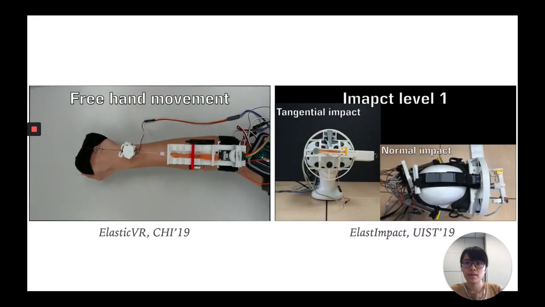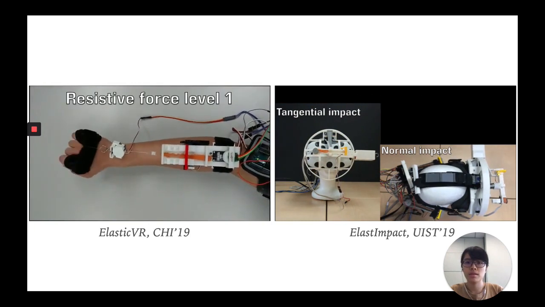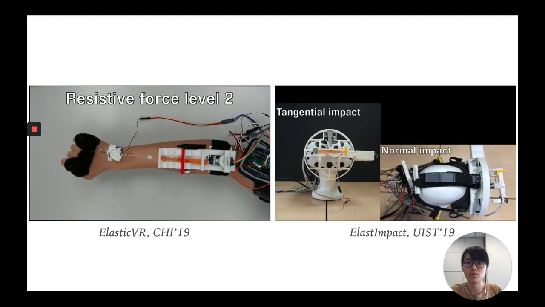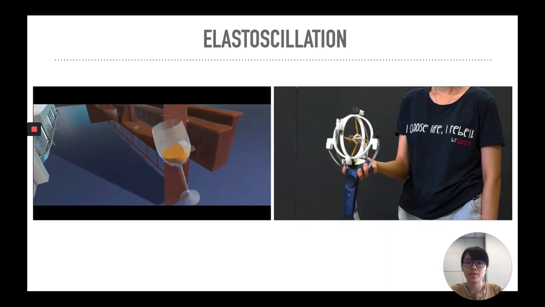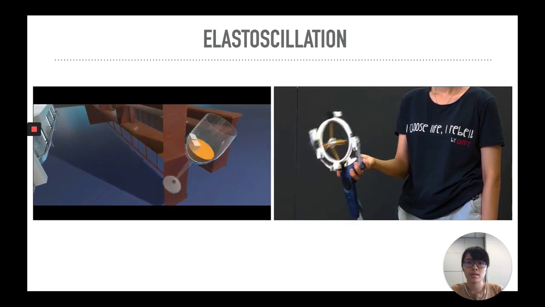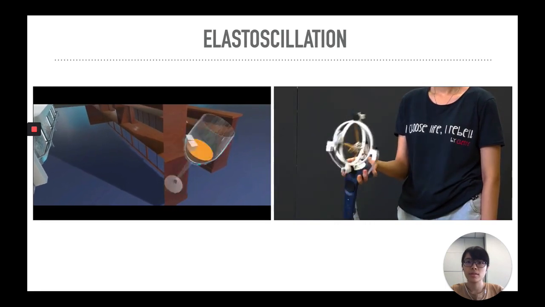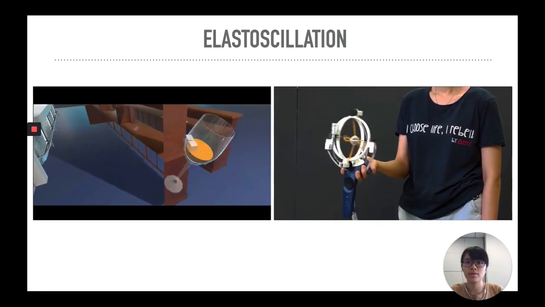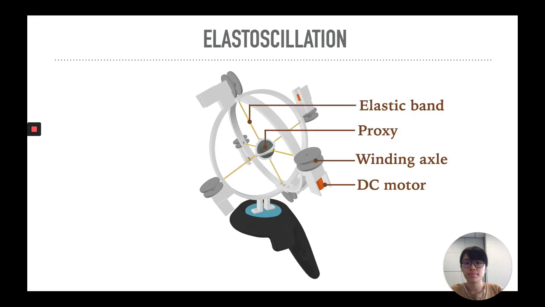Inspired by elastic VR and elastic impact, which control elastic band length and extension distance to provide multi-level resistive force and impact, we propose ElastOscillation to control elastic band's elasticity to restrain the movement of the proxy, and provide 3D multi-level force feedback for damp oscillation to enhance VR realism. Here is the structure of the ElastOscillation.